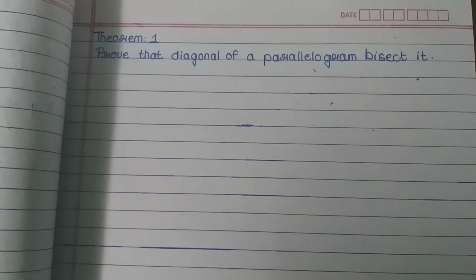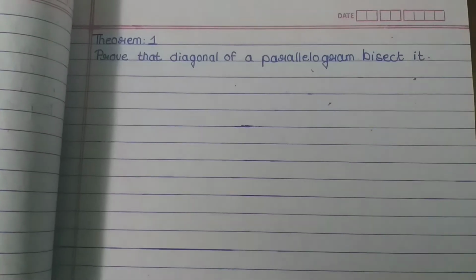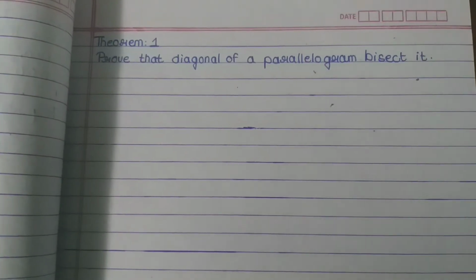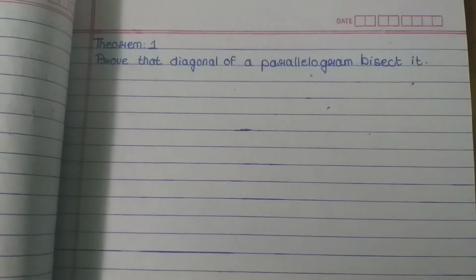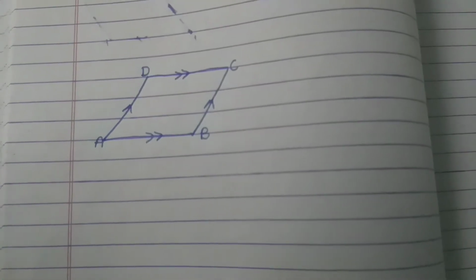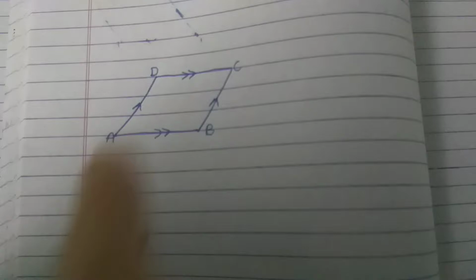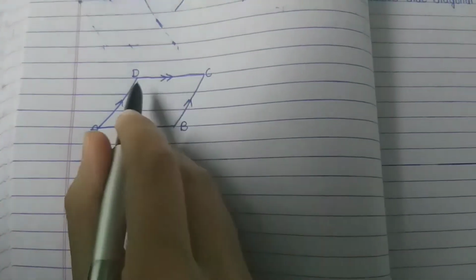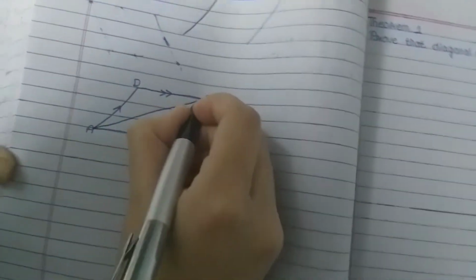Today we are going to prove theorem number 1 of grade 10, which says prove the diagonal of a parallelogram bisects it. So for that, let me draw a parallelogram first. So here ABCD is a parallelogram and let me draw its diagonal from A to C.